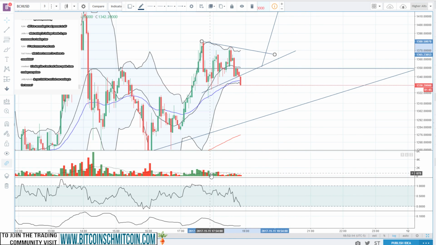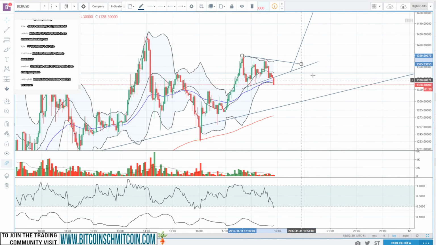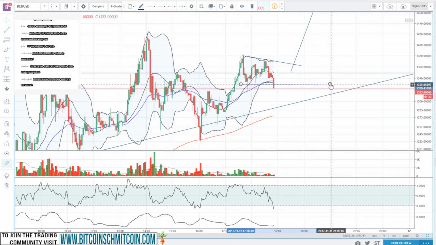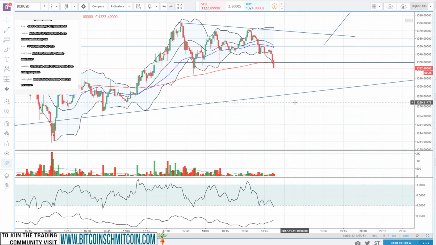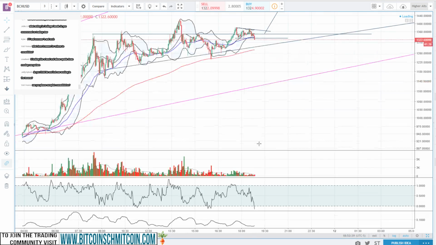Let's see. Volume's still low though. Volume is still low. Maybe we'll get a descending triangle. Price is going down though, so let's see. Aggressive moves on low volume, sometimes that happens.